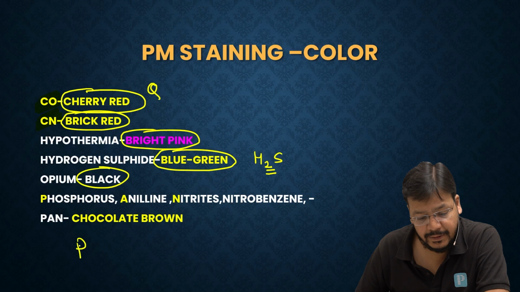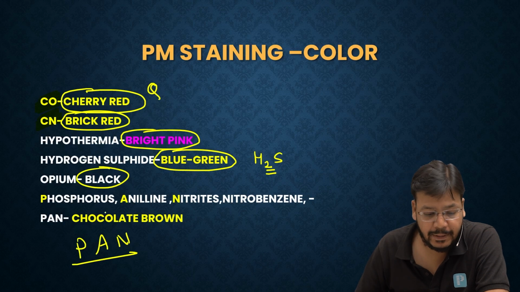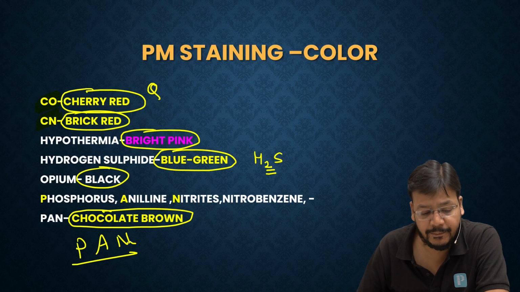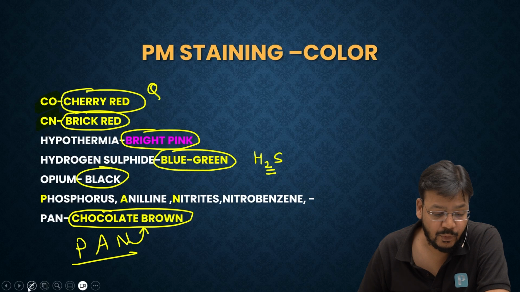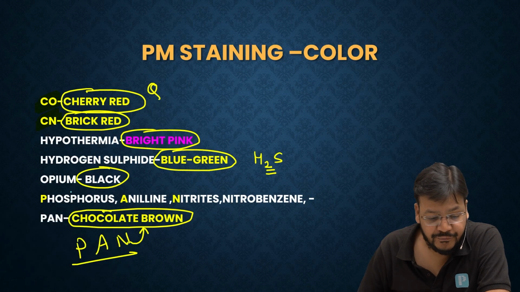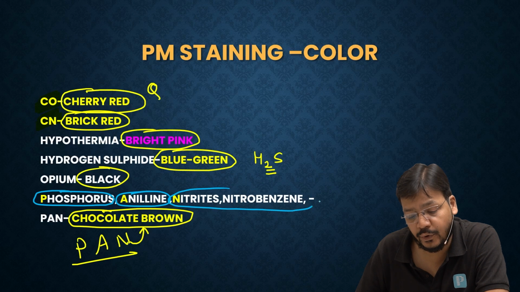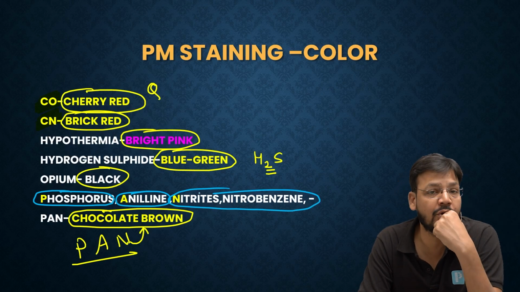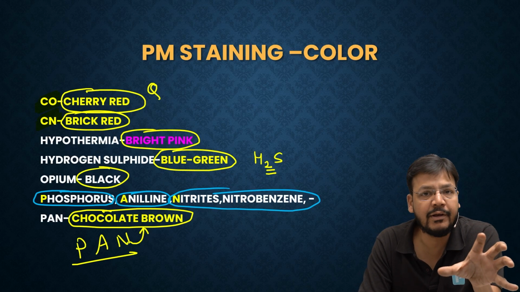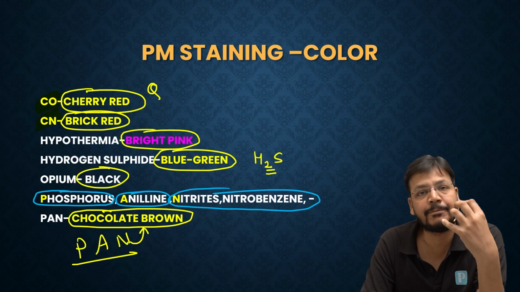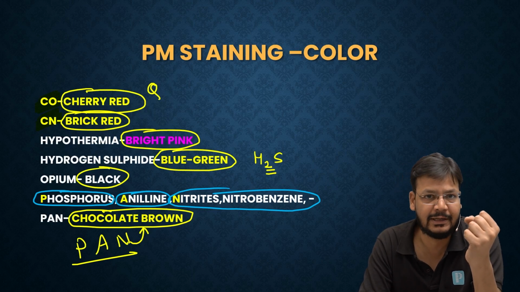And now I am coming to pan. Your pan color is chocolate brown color. So here what is pan? P for phosphorus, A for aniline, N for nitro compound. Here color is chocolate brown. याद करने की ट्रिक बहुत आसान है. पान में आप खाने से आपका मुंह का कलर चॉकलेट ब्राउन हो जाता है.